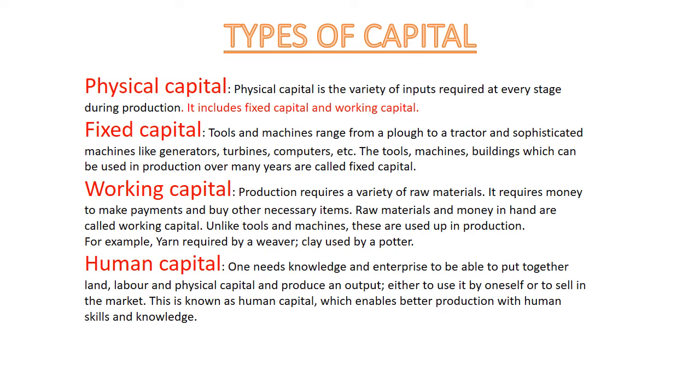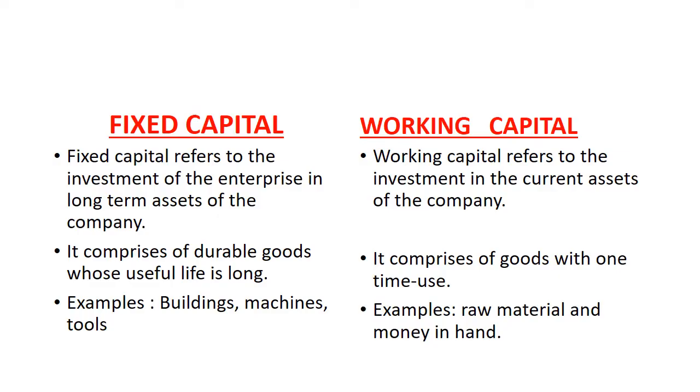Working capital means the current assets of the company, like raw material, which is used once and cannot be used again. For example, yarn required by the weaver, it is used only once. Clay used by the potter. There is a difference between fixed capital and working capital. You can have a view in a tabular formation.